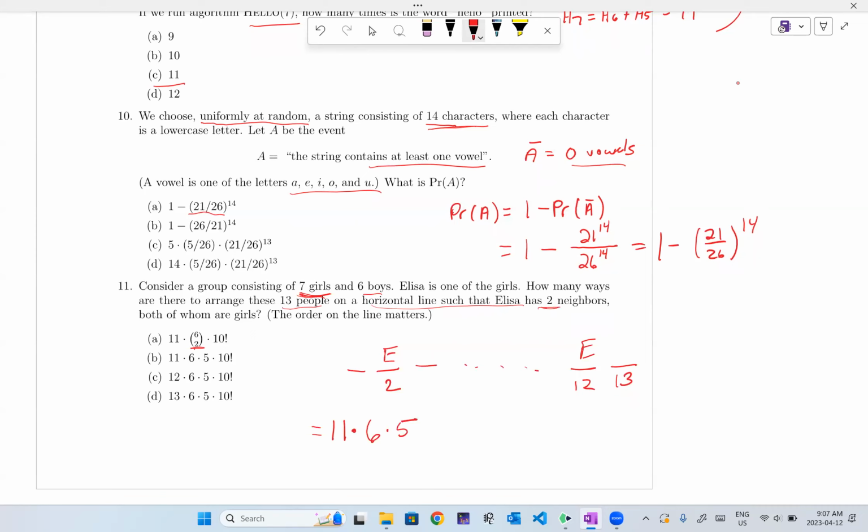At this point, I've placed 3 of the kids. So that means I have 10 left, a combination of boys and girls, and they can go anywhere. So at this point, that's 10 factorial. So this looks like it would be B, 10 factorial. Or sorry, B, whatever that is.